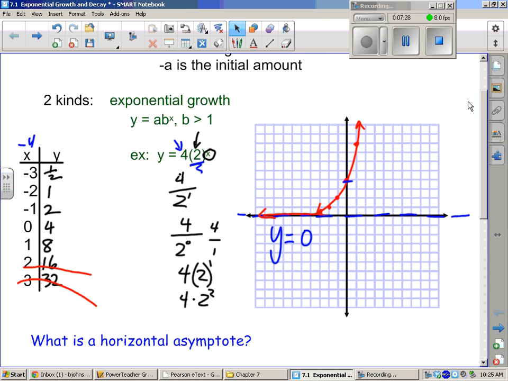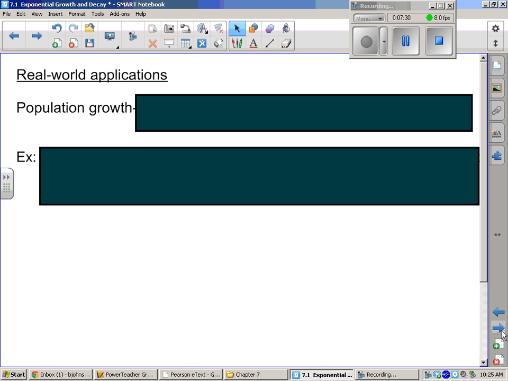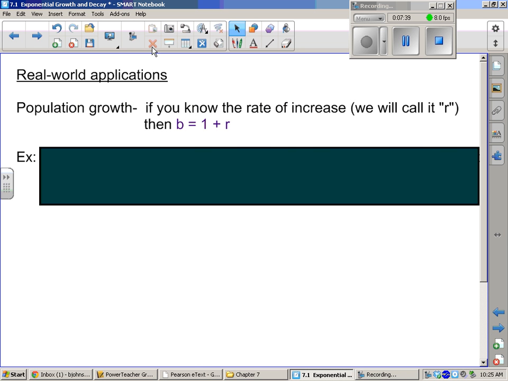All right, so that's the first concept, the graphing. But we also need to talk about where exponential things apply to the real world, because it is used out there in a lot of different places. All right, so remember the equation is y equals a times b to the x power, and b is the growth or decay factor.